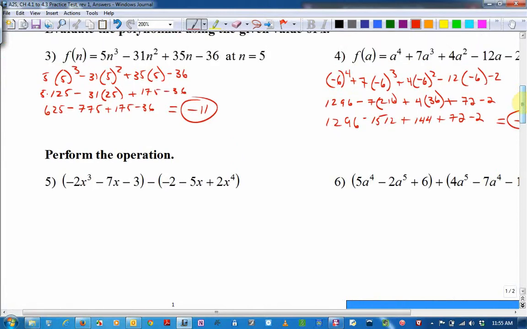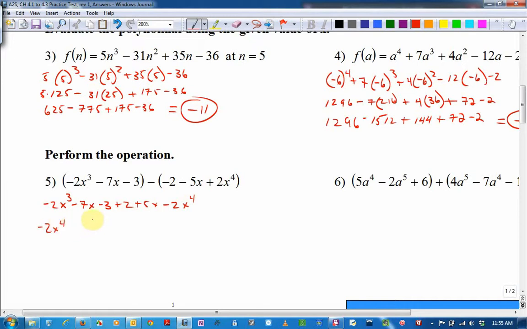Okay, the next problem. Let's go ahead and we're going to have to distribute this negative. Now this is not a multiplication, it's a subtraction. So I have a negative 2x cubed minus 7x minus 3. Now minus a minus 2, minus a minus 5x, minus a minus 2x to the 4th. Okay, so let's go ahead and put them in standard form. So the x to the 4th is the largest exponent.